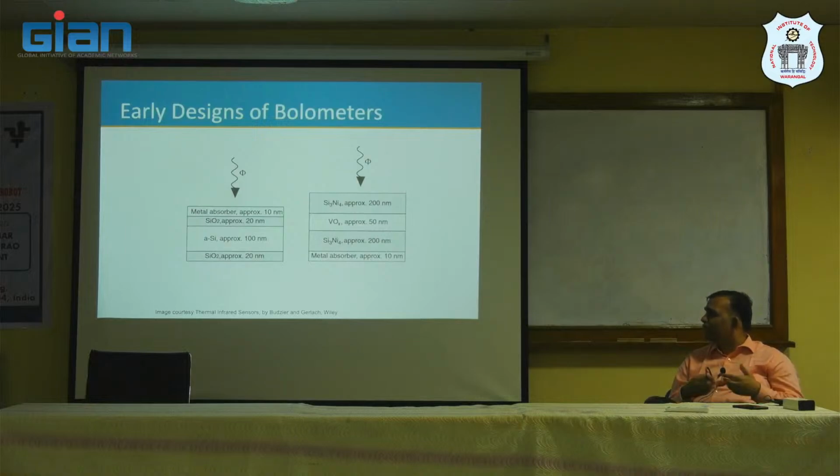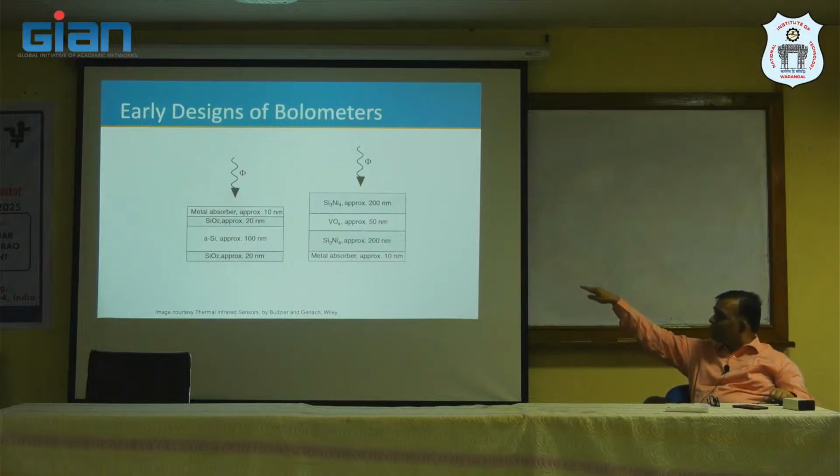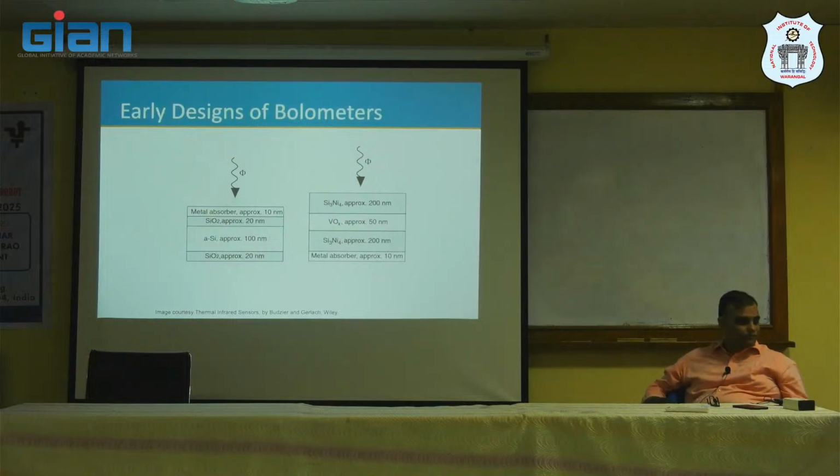And then you could design, if you are designing of amorphous silicon, remember we looked at the temperature coefficient of resistance, silicon was fairly good, and we designed something like a 100 nanometer thick structure which is sandwiched between 2 dielectrics. So, if you look at this structure, you have a metal absorber on top, silicon dioxide as dielectrics, and in between we have amorphous silicon which is a semiconductor acting as a sensor. Or people were using some sort of vanadium oxide together with silicon nitride. Okay?